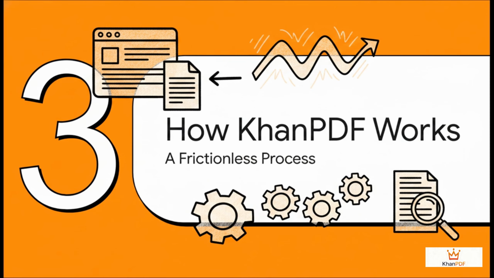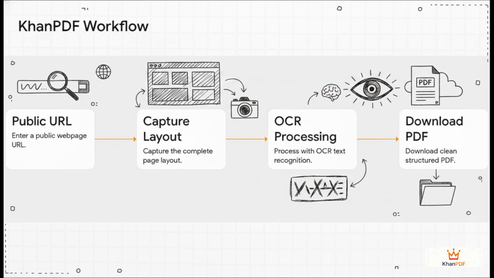Let's dive right into the mechanics of this incredibly frictionless process. It all comes together in a super straightforward 4-step workflow. Step 1, you just enter a public URL. Step 2, the system captures the complete page layout. We're talking all the HTML, CSS, the images, the whole shebang. Step 3, it processes that visible content with OCR text recognition. And finally, step 4, you just download your clean, structured PDF. It really is that simple. There's no bloated software to install, just a direct pipeline from a live web page to a permanent offline document.